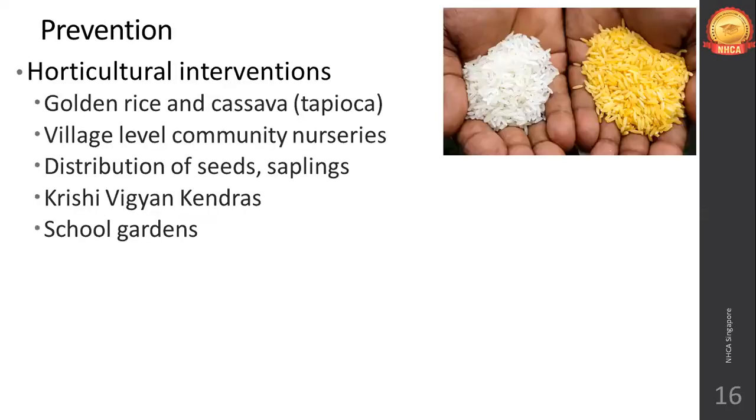Then we have some horticultural inventions like golden rice. You can see the image here, how a typical white rice looks and how we get the golden rice. Golden rice is genetically engineered with infused beta carotene in it. So it's a very good source of beta carotene.